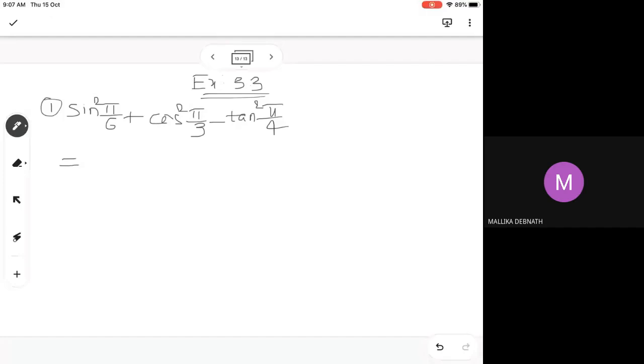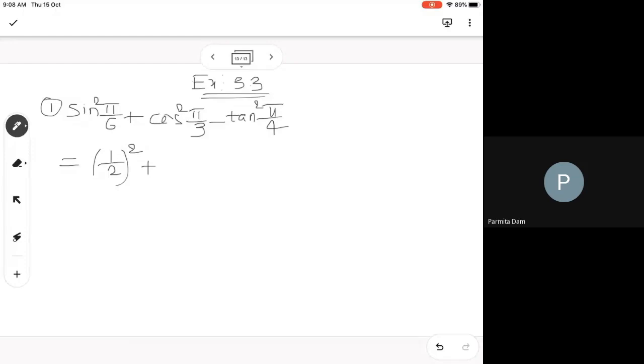One problem I'll explain to you. Sine pi by 6 is nothing but 1 by 2. So 1 by 2 whole square plus cos pi by 3. Cos pi by 3 value I am asking. You give the answer in a proper way. Cos pi by 3 value.